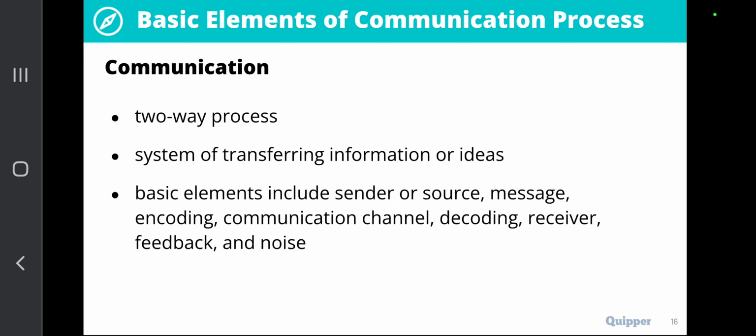Posible gyud nga naay malahi diha, but ultimately, it must begin with this process. There is a sender or the source of the message, the source of the communication process. Now with that, naa siya message nga gipadala. Karon ang iyang message nga gipadala, kailangan nato i-encode using the different communication channel that we have. After doing so, we are going to decode the message, and this will be done now by the receiver. If this process is already done effectively, then the receiver can now provide feedback.